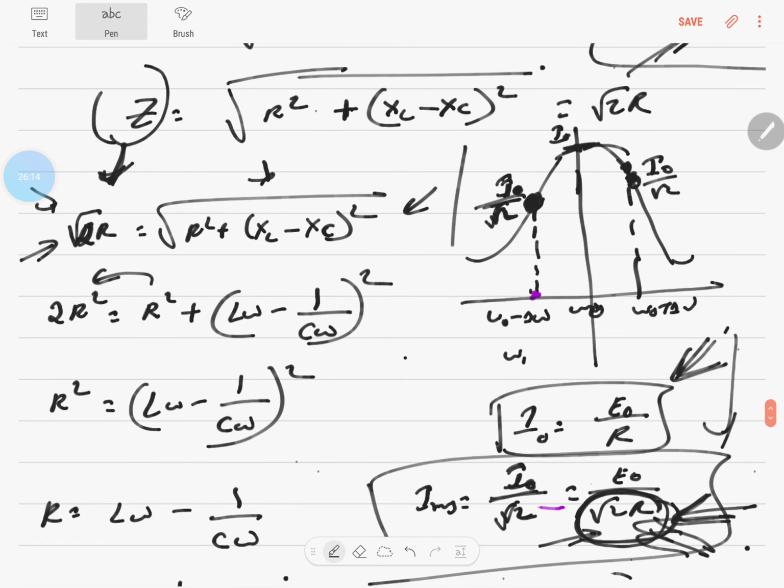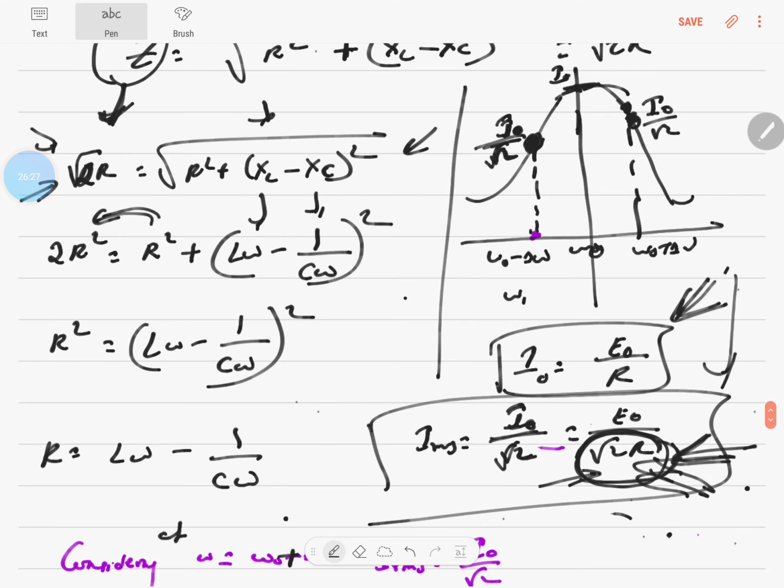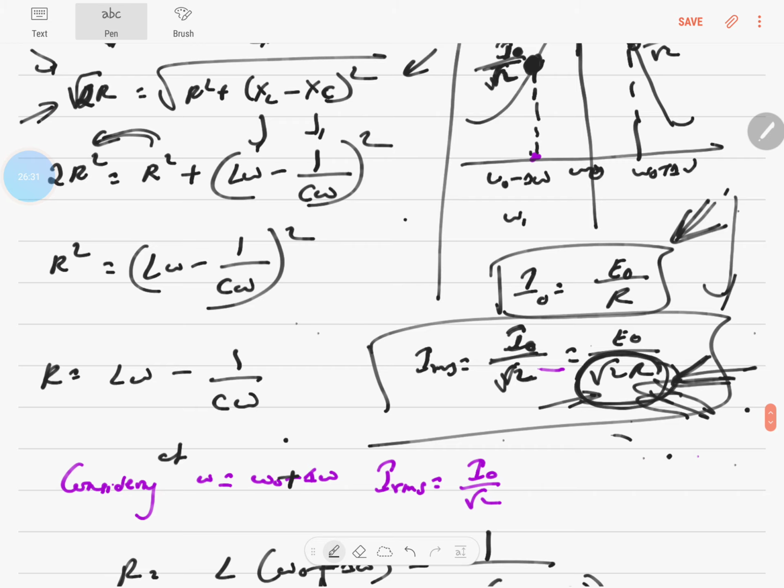Substitute on the left hand side and equate it to root of R square plus (XL minus XC) the whole square, where XL is equal to L omega and XC is equal to 1 by C omega. Squaring both sides, push the R square to the other side, you get R square is equal to (L omega minus 1 by C omega) the whole square, therefore R is equal to L omega minus 1 by C omega.